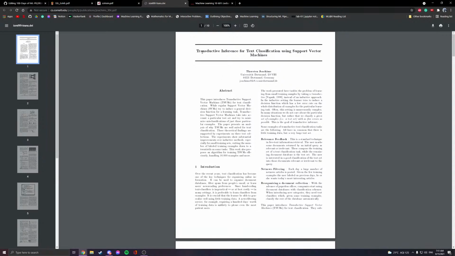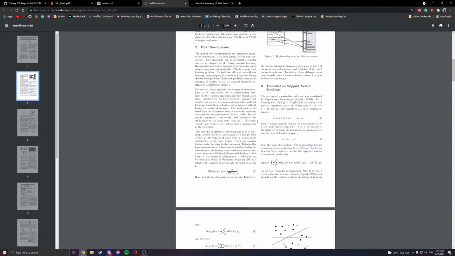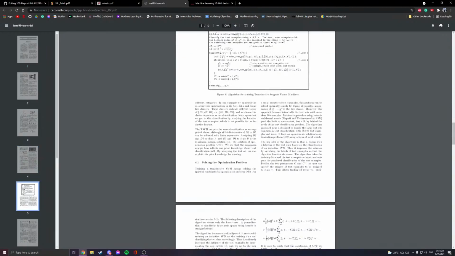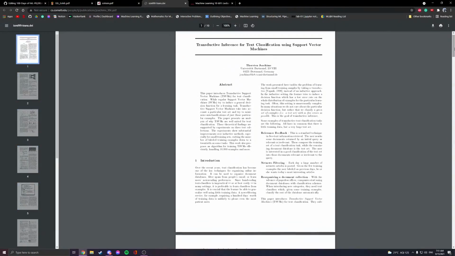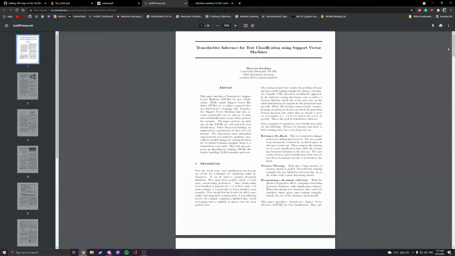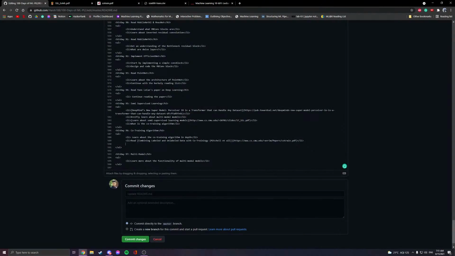After that, if we have time, I'm going to continue with transductive inference for text classification and using SVMs. It's not really related to co-training, it's an alternative algorithm for semi-supervised learning. But I just want to have an understanding of not just co-training, but other algorithms as well, just to know what the general functionality of SSL is.